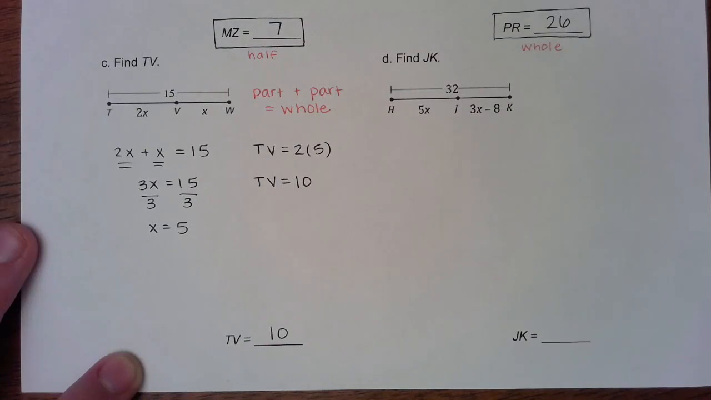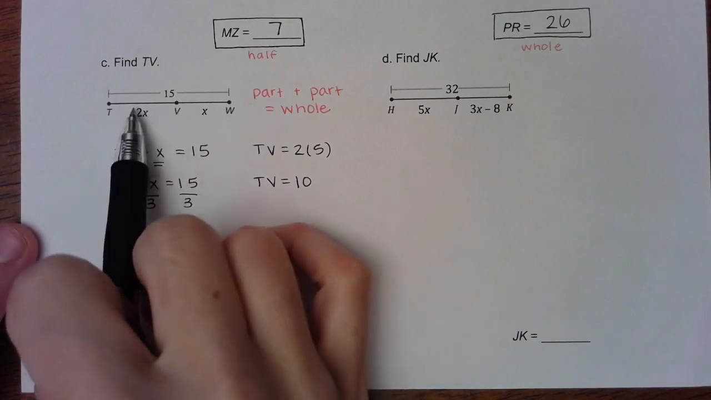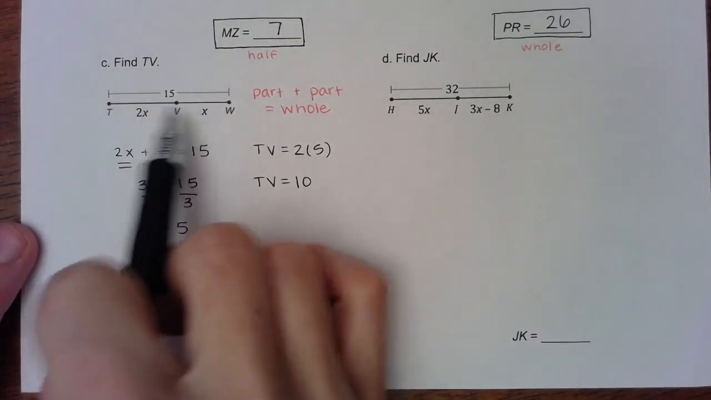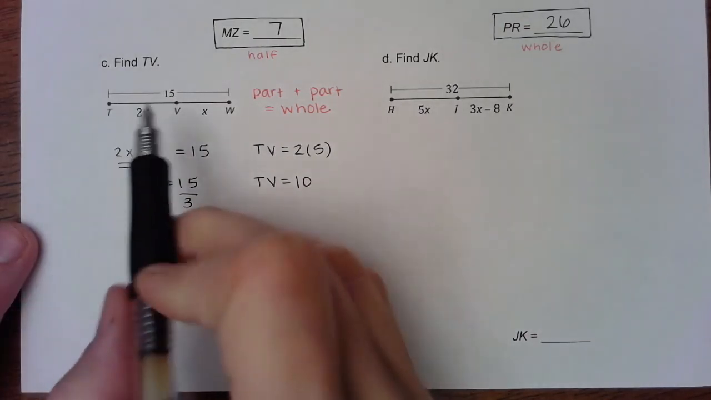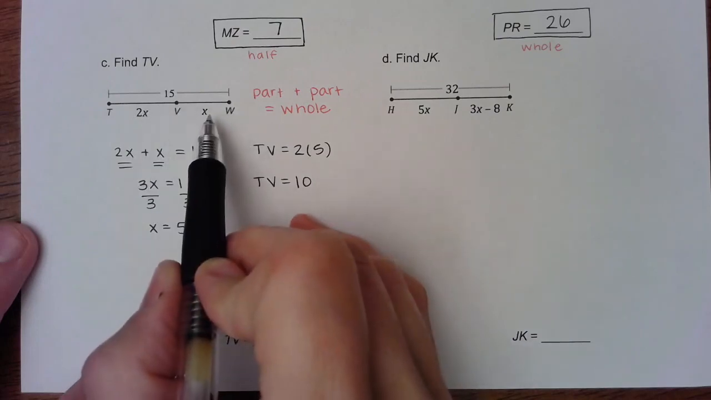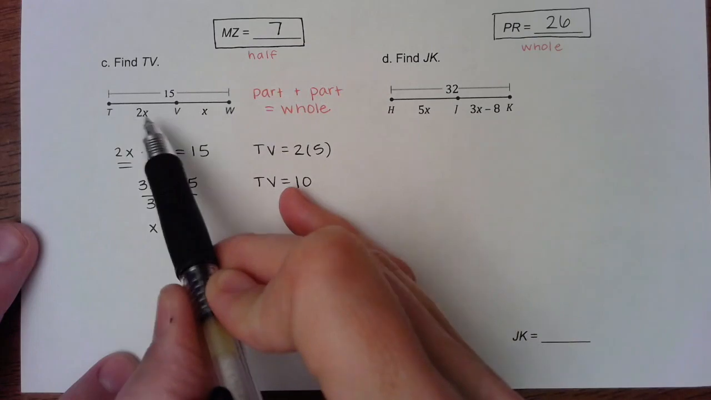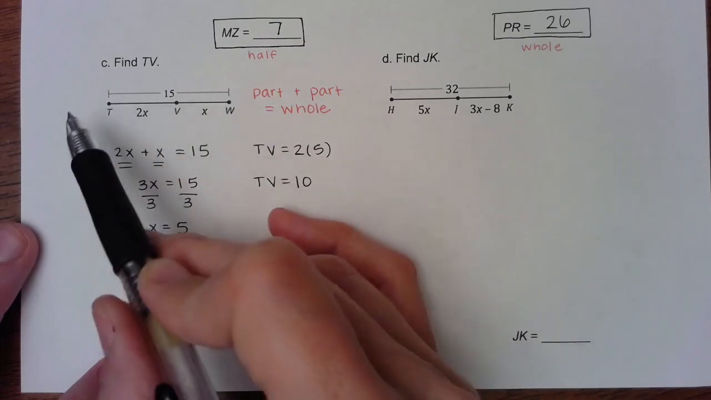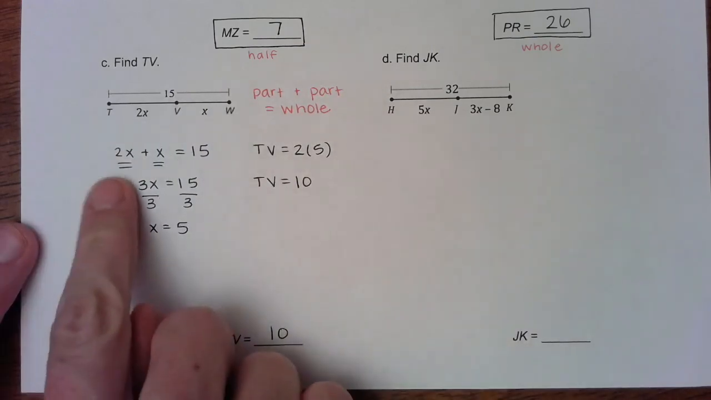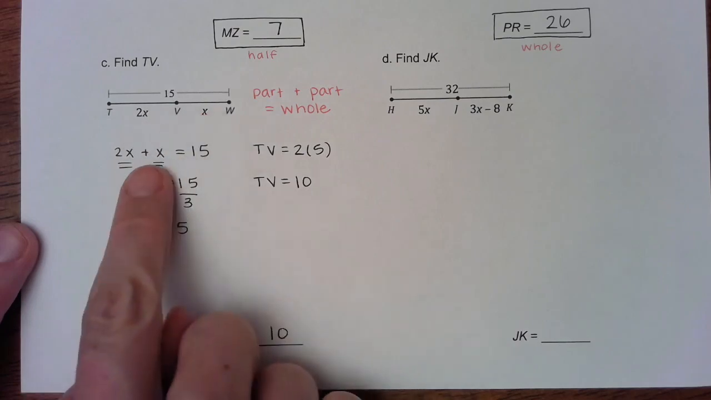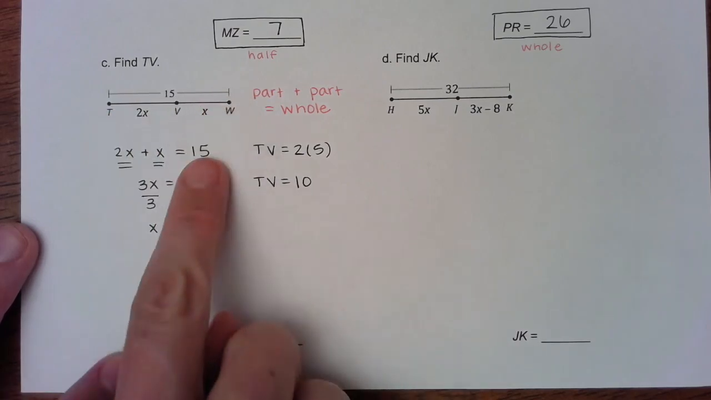So in the final example today, point V kind of looks like it's in the middle, but there's no markings on the picture that tell you that these 2 parts are equal to each other. So I can't set 2x equal to x to solve on this one, but I can use the segment addition postulate, which says that this piece plus this piece is equal to the whole thing. So 2x plus x is equal to the total, which is 15.